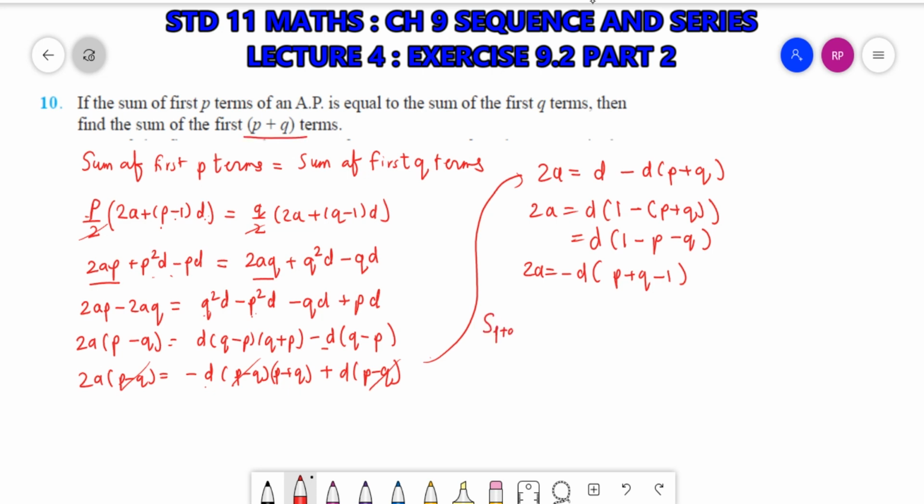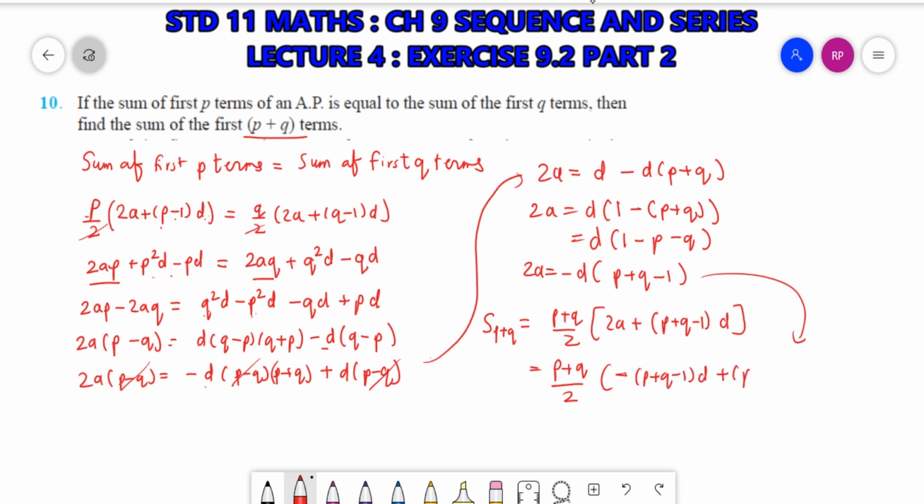S of p plus q will be equal to n by 2, means p plus q by 2, into 2a plus n minus 1 d. So what is n? P plus q minus 1 d. Now instead of 2a, I can put here minus p plus q minus 1 d plus p plus q minus 1 d. This will be equal to p plus q by 2 into 0. So that implies the sum of the first p plus q terms will be equal to 0.